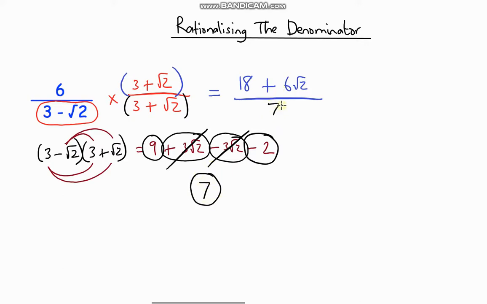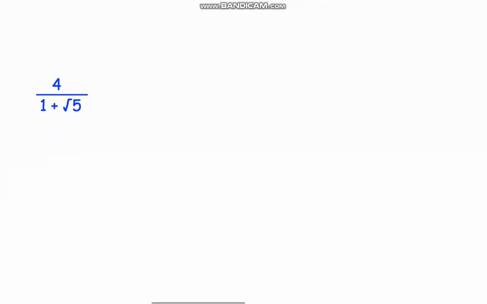Okay, so we have rationalised the denominator. We've got rid of our irrational number. And I don't think we can simplify this anymore, so that is actually our final answer. Okay. Now don't worry if you didn't get that first time, because we're going to go through a few more examples. So let's have a look at this one.